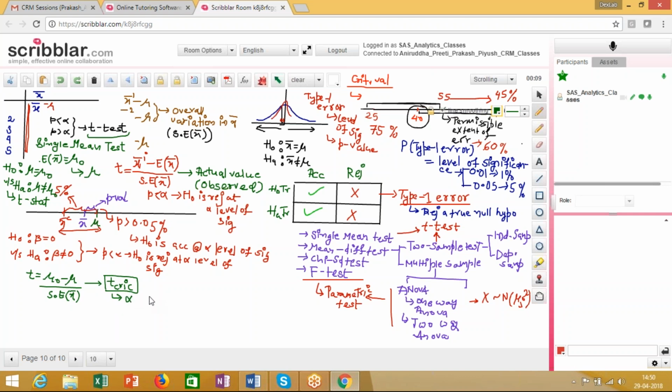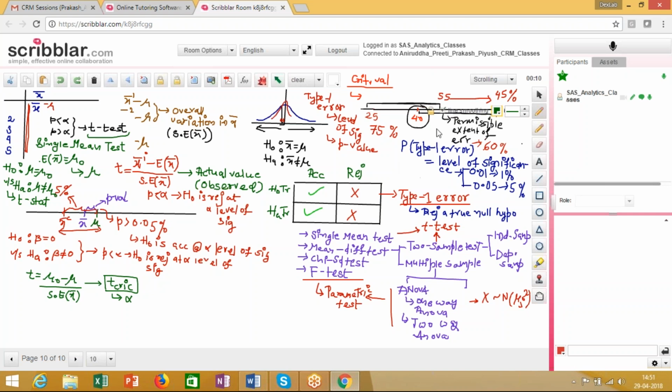So what it says is that assuming that we allow for 5% chances of committing the type 1 error, the minimum distance between mu naught and mu relative to standard error of X bar should be this value, such that for the difference to be called significant, right?